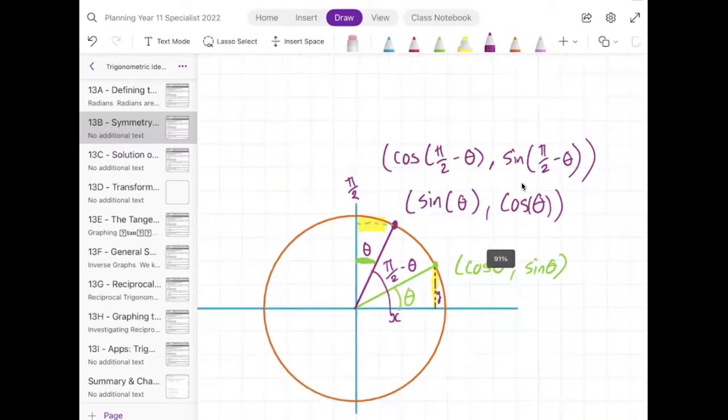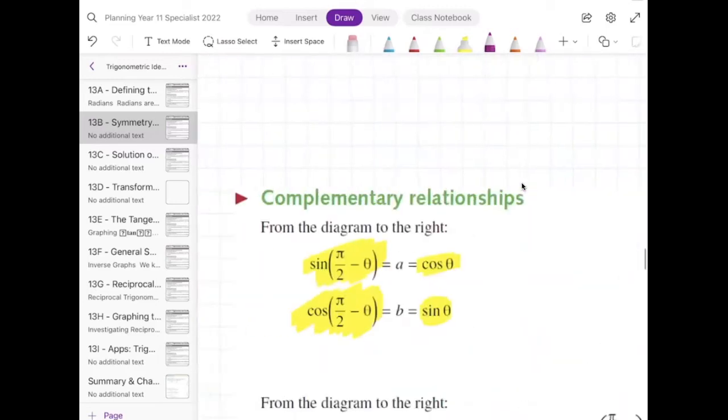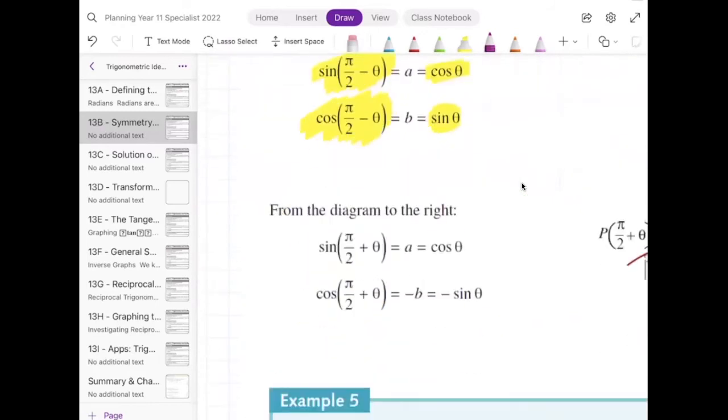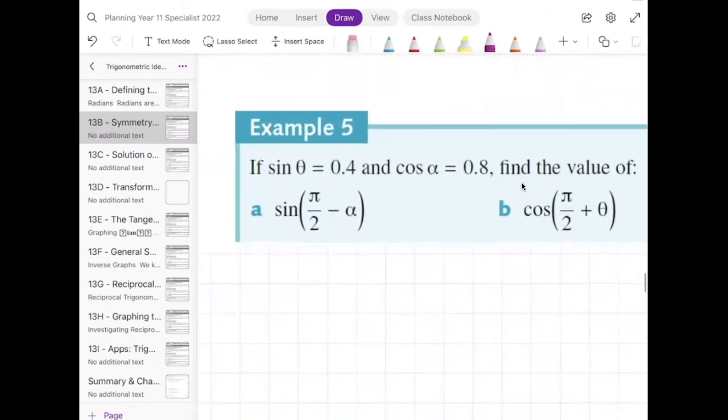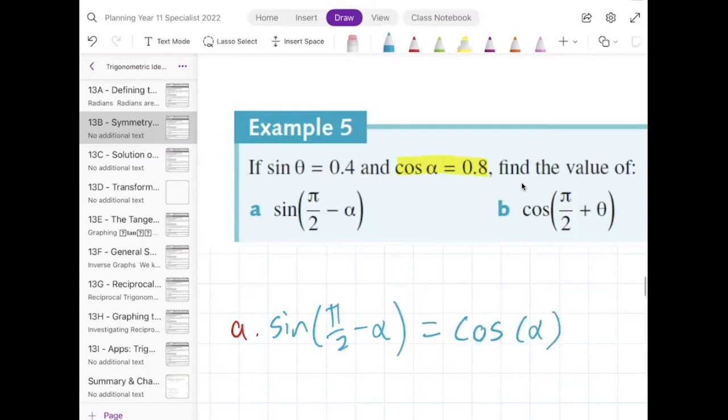Now, how this looks with an example: if we come down here to the first part of our example, if I have sine of pi on 2 minus alpha, and I know that cos alpha equals 0.8, then part A is going to be equal to sine of pi on 2 minus alpha. I know from my identities that is going to be equal to cos alpha, which is going to equal 0.8.